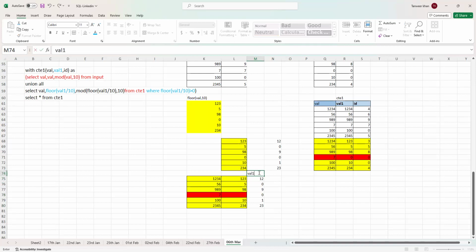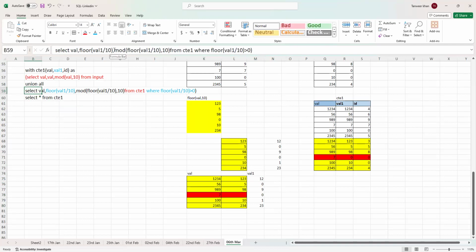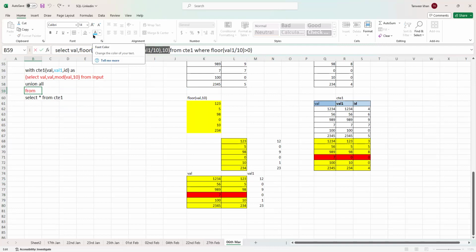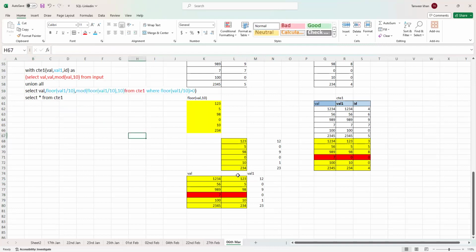Val 1. And this is your val. Now what else do you have to derive? Modulus. On which column? Val 1. On this val 1 you have to derive modulus by 10. If you divide 12 by 10, what will be the remainder? 2. Now what is this column which you are deriving? ID.